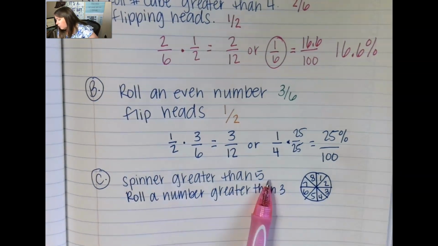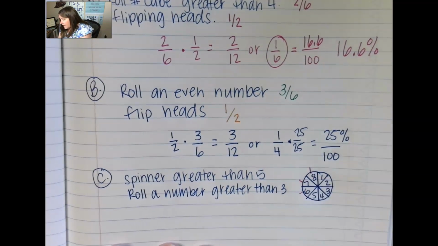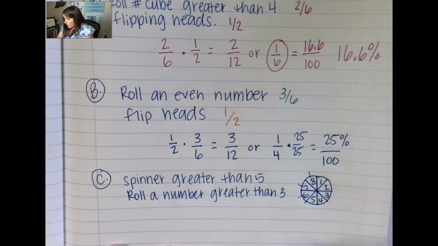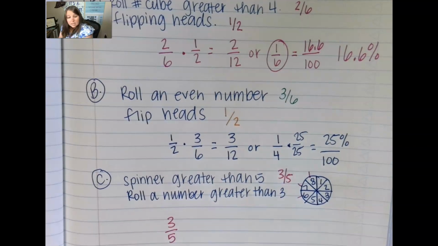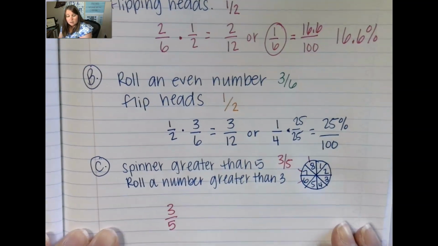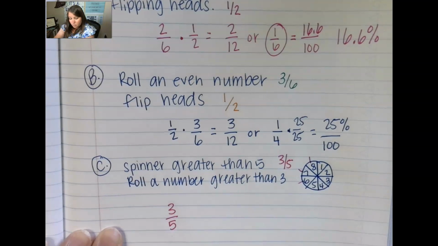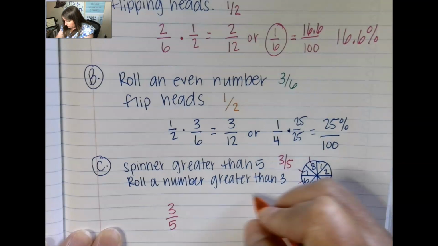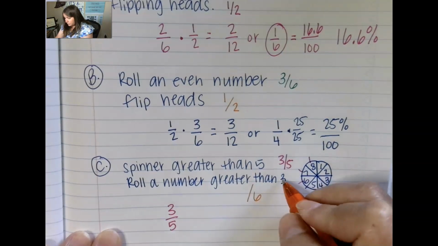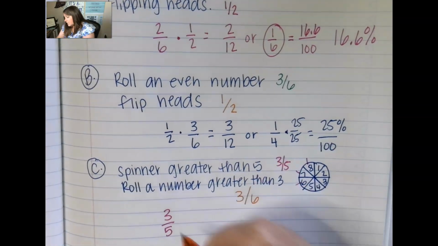Okay, so first of all, let's talk about what options we have. So spinner greater than 5. So 6 is greater than 5, 7 is greater than 5, and 8 is greater than 5. So we have 3 out of 5 chance of spinning something greater than 5. On a number cube, we want to roll greater than 3. Well, on a number cube, we know that there are 6 options. And greater than 3, we have 4, 5, and 6. So 3 out of 6.